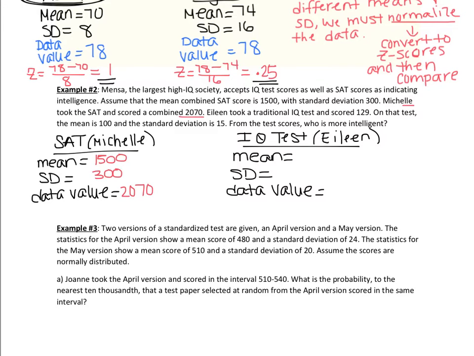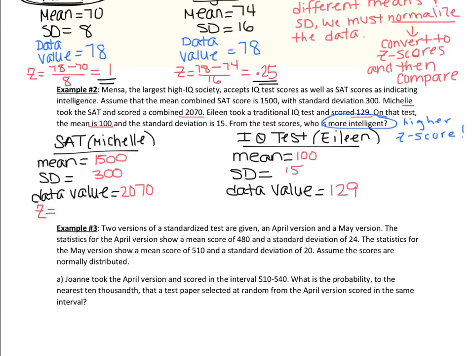Now for the IQ test score for Eileen, Eileen scored a 129, so that data value goes here, and on that test there was a mean of 100 and a standard deviation of 15. Now, in order to see who's more intelligent, we have to see who has a higher z-score. So more intelligent means higher z-score. So let's continue to change their information into z-scores.